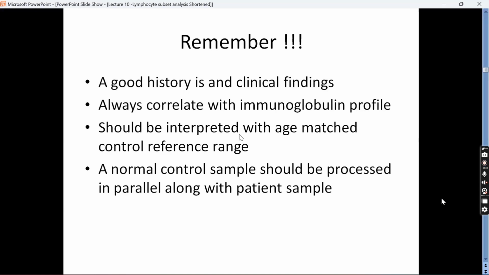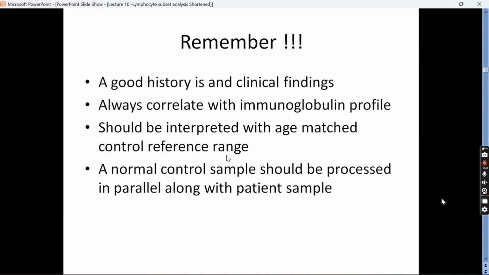Okay, results should be interpreted with age-matched control reference ranges. For example, you are doing lymphocyte subset analysis for a 10-year-old boy and you have got an absolute count of say 600. You can't compare that with a newborn. In the newborn period, the absolute counts may be high. Comparing with that, you cannot deem this child to be immunodeficient. Then you're wrong. You need to always interpret your report with an age-matched control.